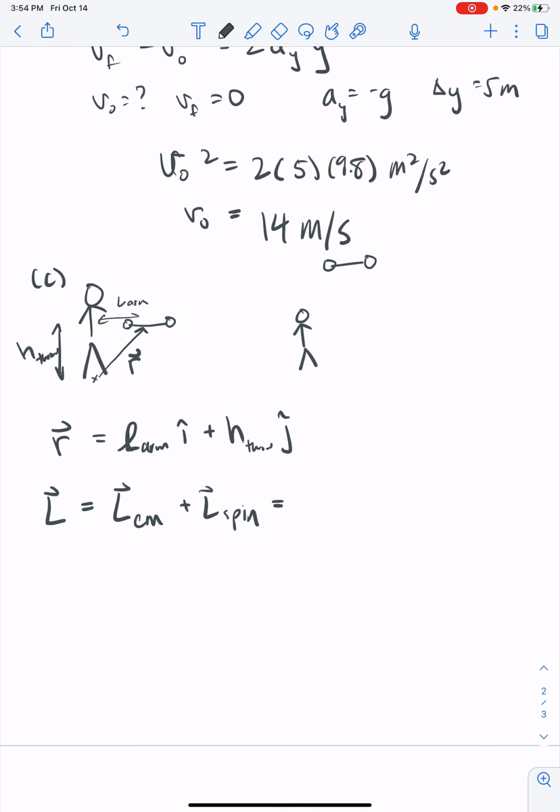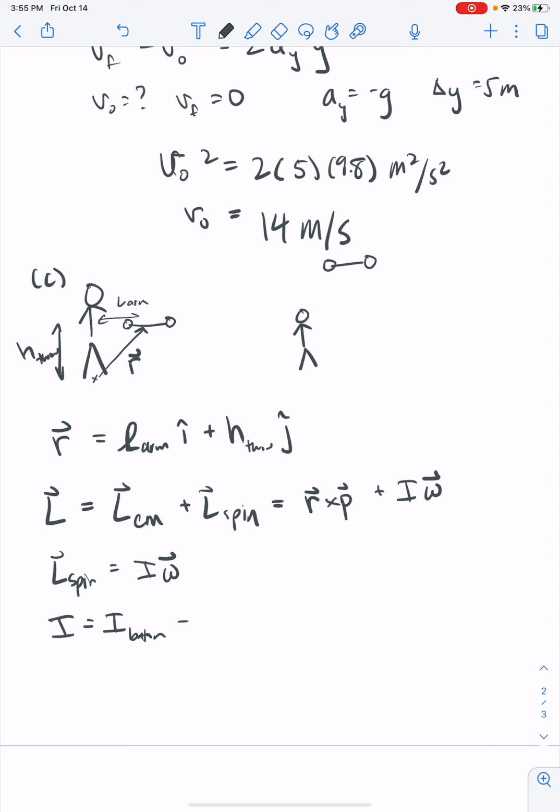So that's R cross P plus I omega. Let's find the spinning one first. So L spin is I omega. Let's find the I, the moment of inertia of the whole thing, which is the I of the baton plus 2 times the I of those masses.